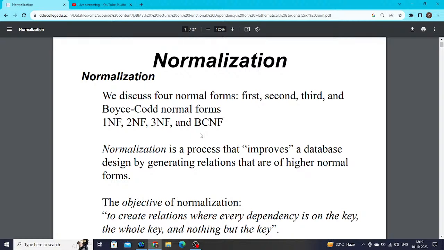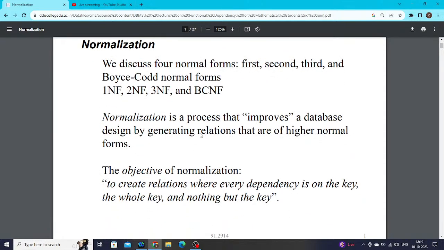So this is the normalization part we studied in the previous chapter, the previous PDF, that was first NF, second NF, third NF and BCNF. These are the parts of normalization. So what is normalization basically about? We discussed four normal forms: first, second, third and Boyce-Codd normal form. Normalization is a process that improves a database design by generating relations that are of higher normal form.